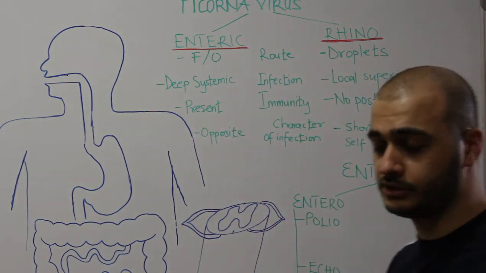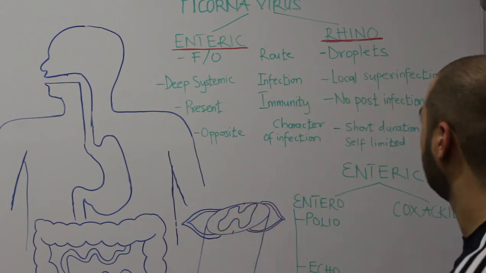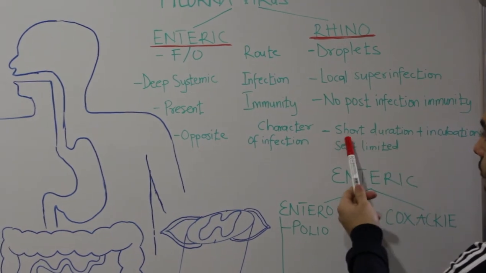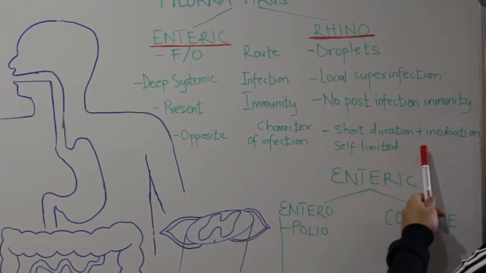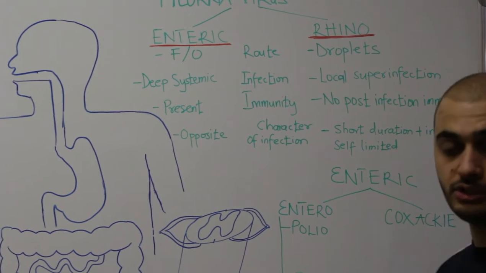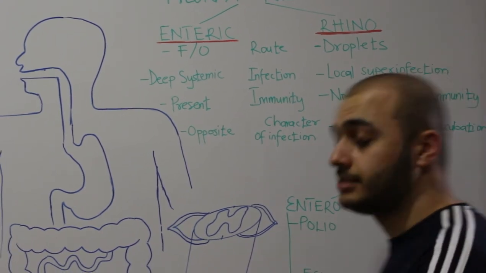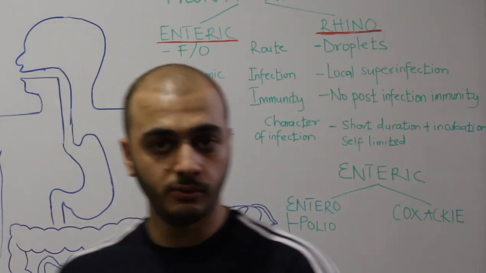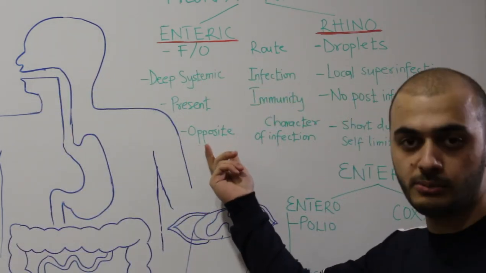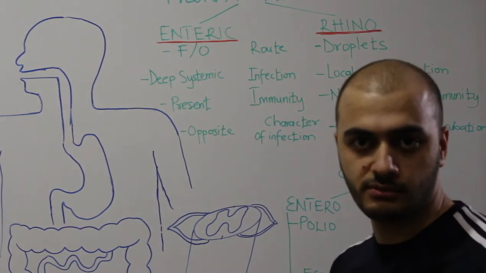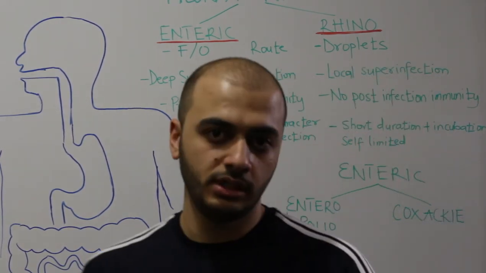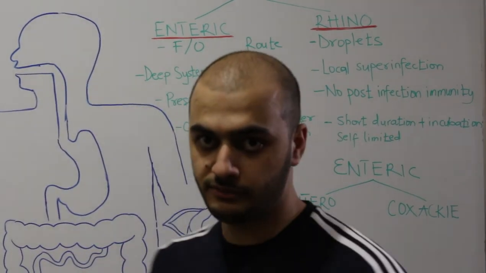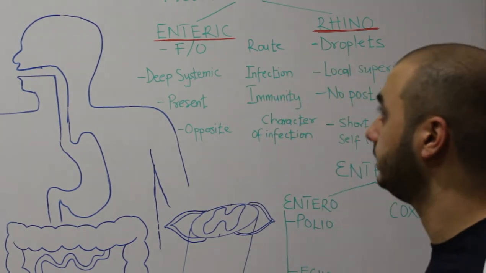And the character of infection, if we compare both: rhinovirus will be a short duration disease with a short incubation period, and self-limited. These are characters of rhinoviruses. While exactly opposite for enteric viruses: more prolonged duration, longer incubation period, and it's not self-limited. Actually, we have to fight it. That's why you are studying medicine.